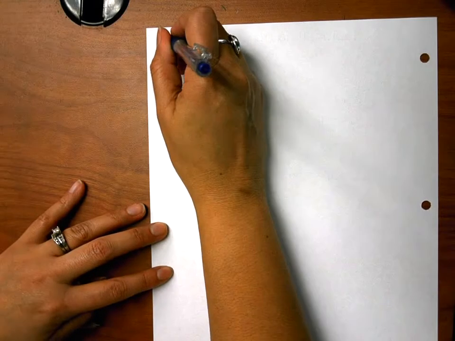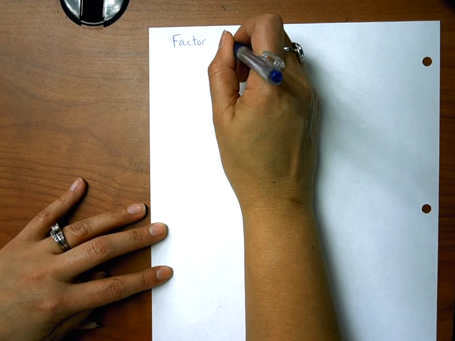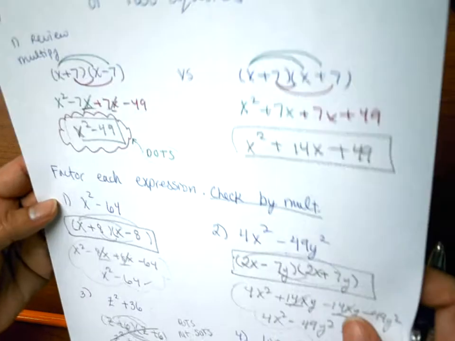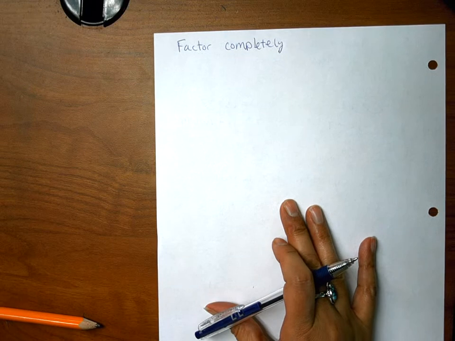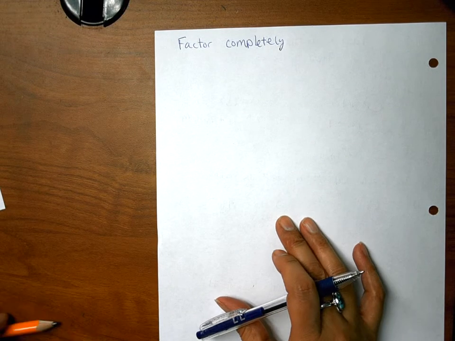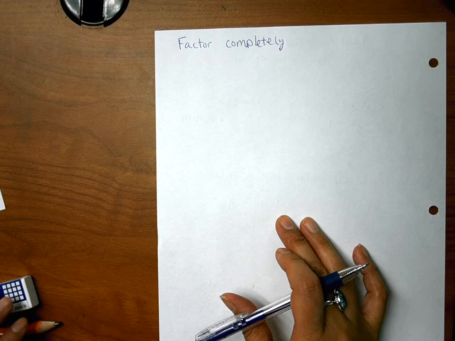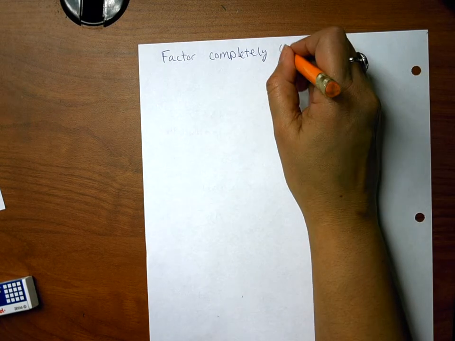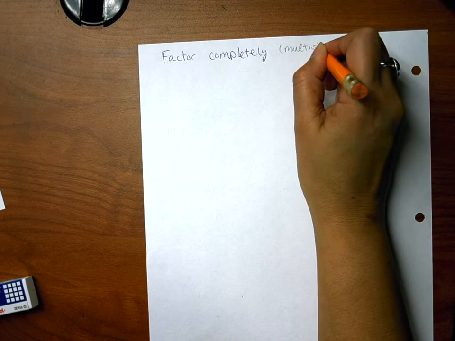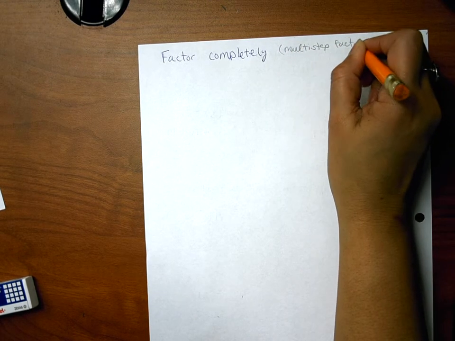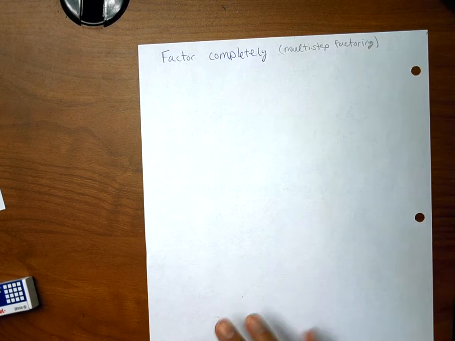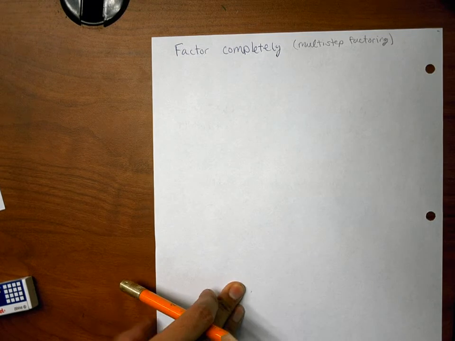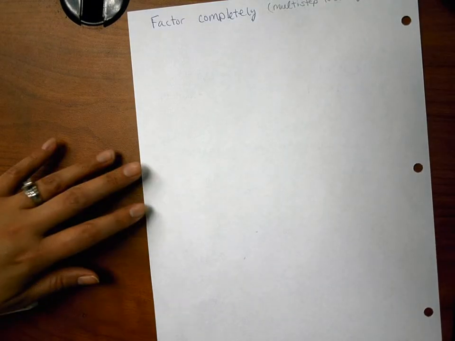Okay, moving on. Here we're going to write factor completely. Now technically all they have to say is factor, and factor implies factor completely. But if you ever see it, it's most likely going to be a multi-step factoring. I'm going to write that down. Multi-step factoring, which means you're going to factor more than once. You're probably going to do a GCF and then a difference of two squares, and that will happen quite often.